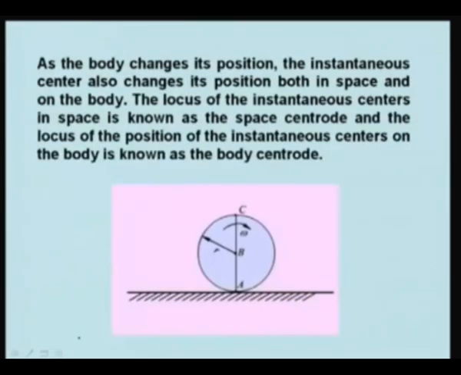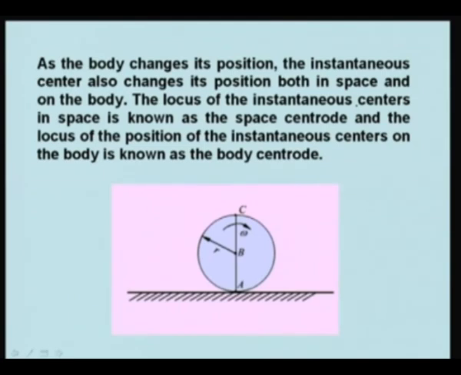Now, as the body changes its position, the instantaneous center also changes its position both in space and on the body. The locus of the instantaneous centers in space is known as the space centroid. If we draw the locus of the instantaneous centers in space, that will be known as the space centroid, and the locus of the positions of the instantaneous centers on the body is known as the body centroid.